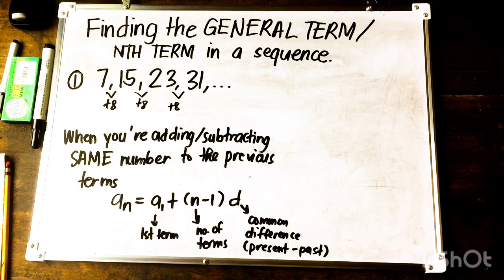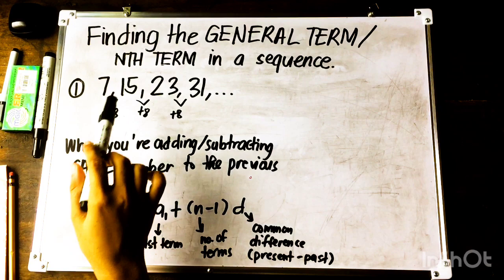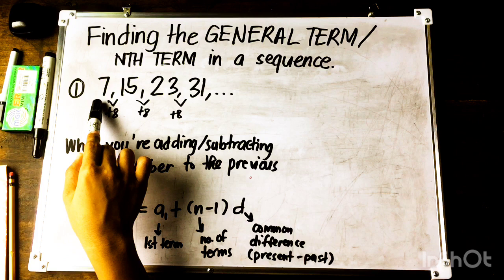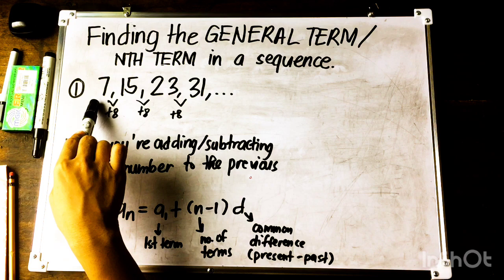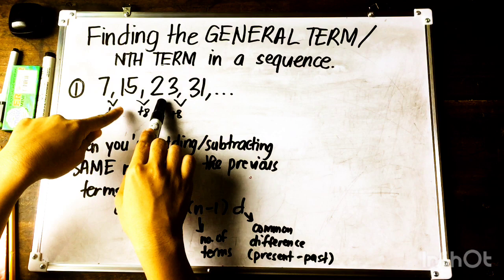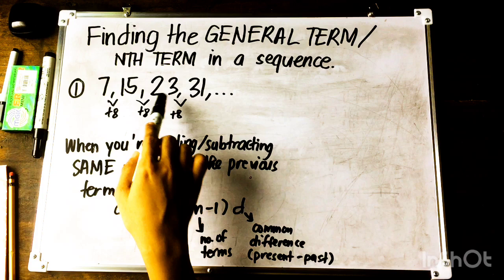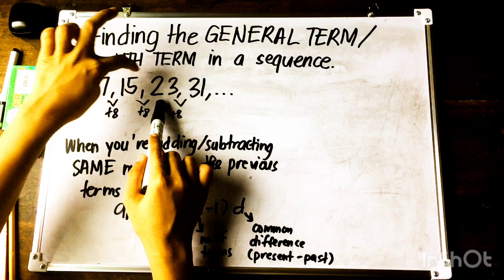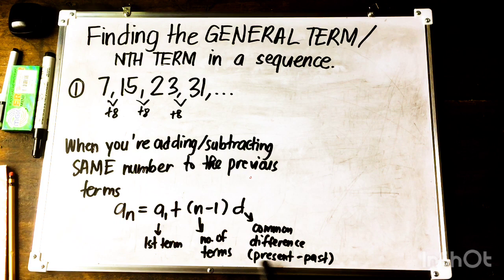Now, what do we mean by present and past? Present minus past means, for example, here, 15 is your present so that you will have a past, di ba? So, 15 minus 7, because 7 is the past term or previous term. So, that is 8. 23 minus 15 is 8 also. 31 minus 23 is 8 also. Hindi pwede na 23 minus 7. No. Ito lang, ito yung pinaka-past niya, di ba? Hindi yung 7. So, that is our context of present minus past.